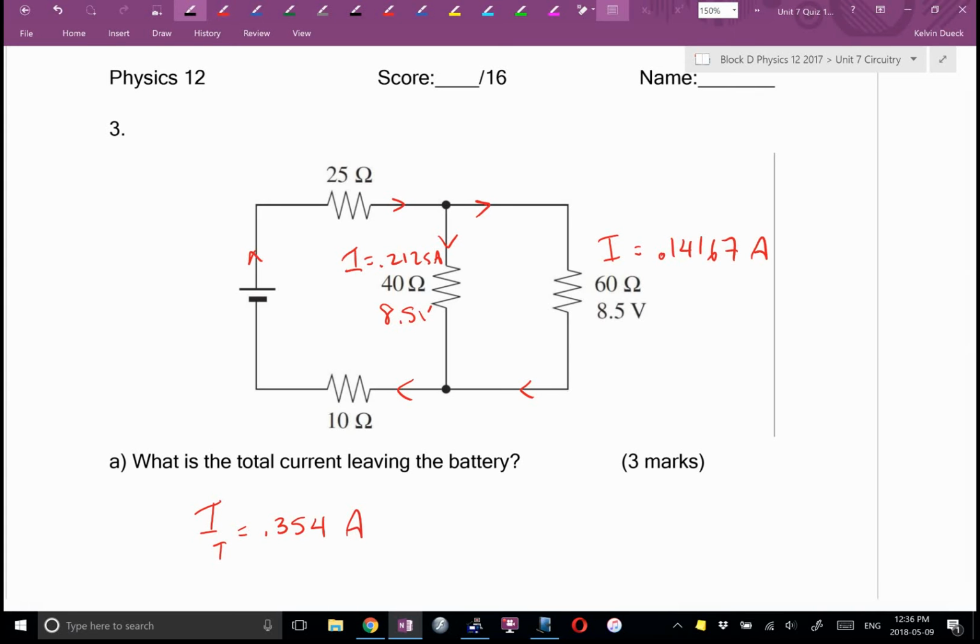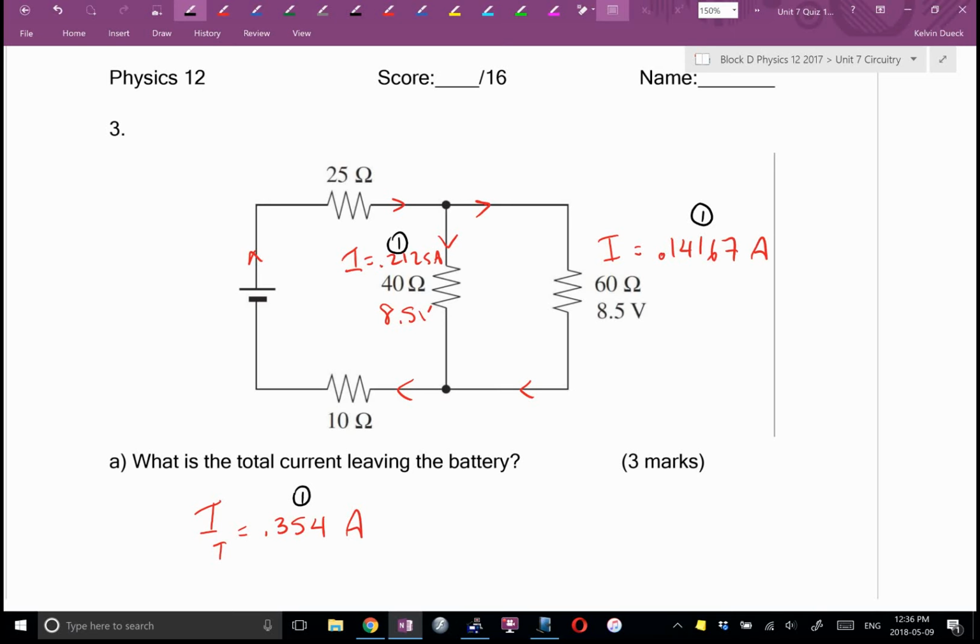Otherwise, I would probably do something like this. I would probably give 1 mark if I saw that, 1 mark if I saw that, and 1 mark if I saw that. So make sure when you find something, you label it on the diagram where you found it. That's what I'm looking for. I won't need to see V over R, although if you want to write that, you can.